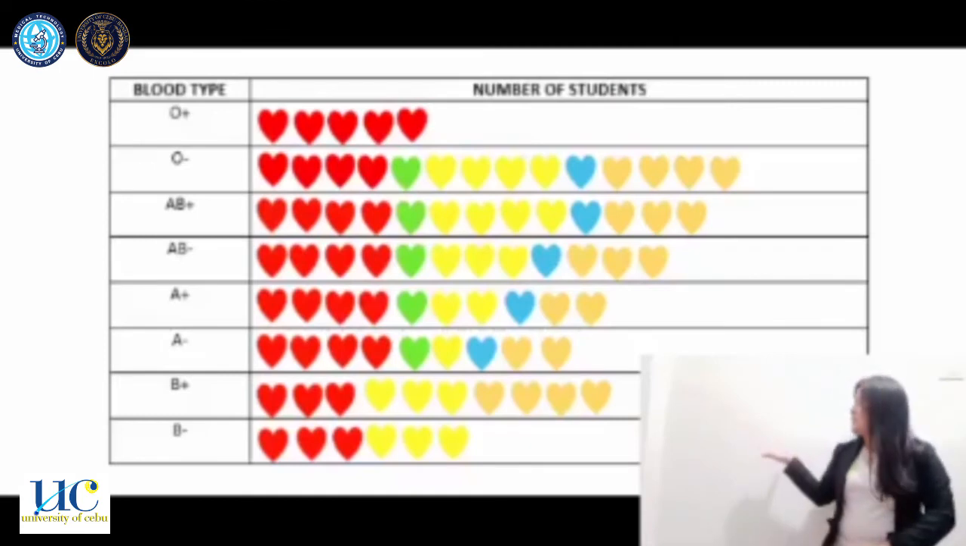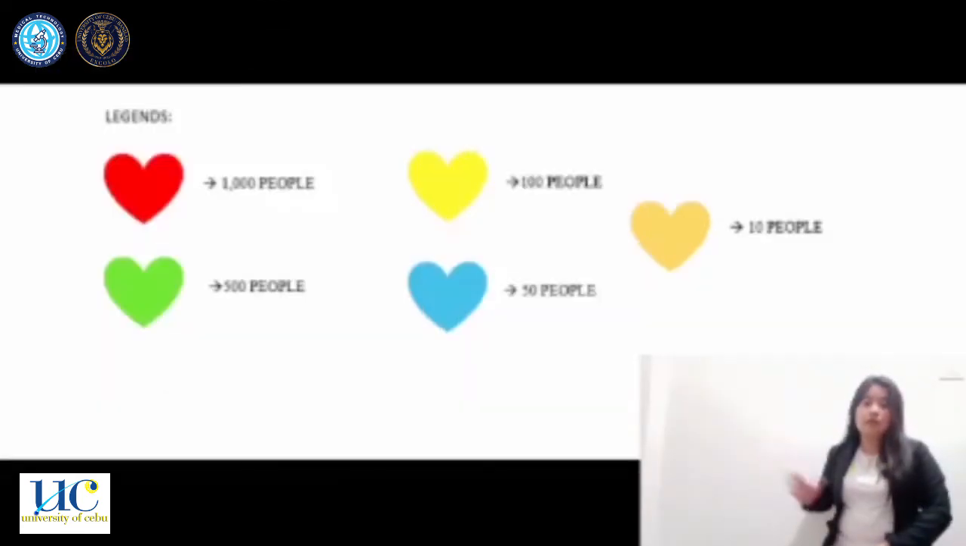Now, we can see an illustration which is an example of a pictograph. The heart shape symbolizes the students, and its color symbolizes the number of students. The red heart has the total number of 1,000 students. The green is equal to 500. The yellow is equal to 100. The sky blue is equal to 50. And the light brown heart is equal to 10.